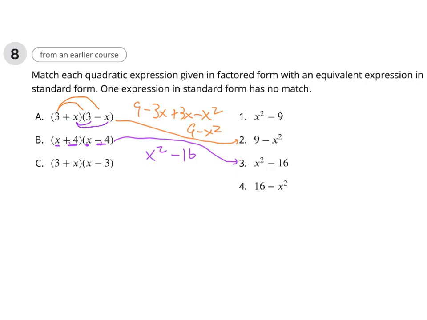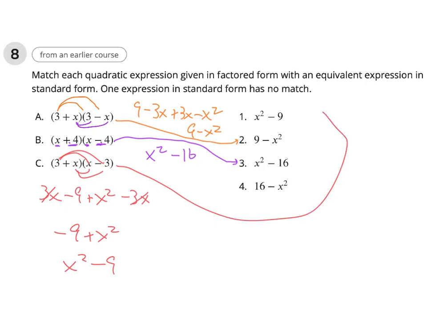And for C, we got to do this out because it's not lined up. So 3 times x is 3x. 3 times -3 is -9. X times x is x squared, and x times -3 is -3x. That cancels, -9 plus x squared, x squared minus 9. And C matches 1. There's a big difference between x squared minus 9 and 9 minus x squared. The negative makes a big difference. So be careful and don't be sloppy with your negatives.